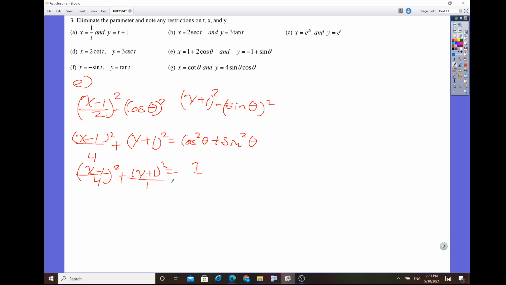Okay, so it's a horizontal ellipse. Started with the center at (1, negative 1) down here. And then for the vertices, a is 2, so 2 units to the right, 2 units to the left. And then the co-vertices, 1 unit up, 1 unit down. So it's a horizontal ellipse.